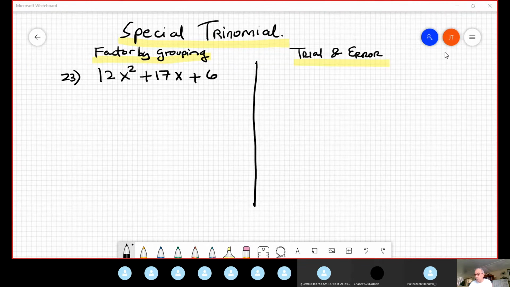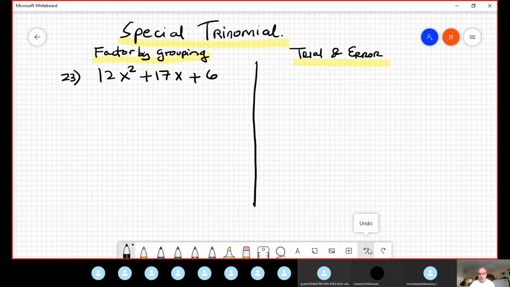Okay. I want to redo the problem 23 I did before. This is a special trinomial. How do you identify that it's special? Remember, it's special when the coefficient in the front is not one. This coefficient is not one. In this case, 12. But if this coefficient is 1, then it's just a regular trinomial.